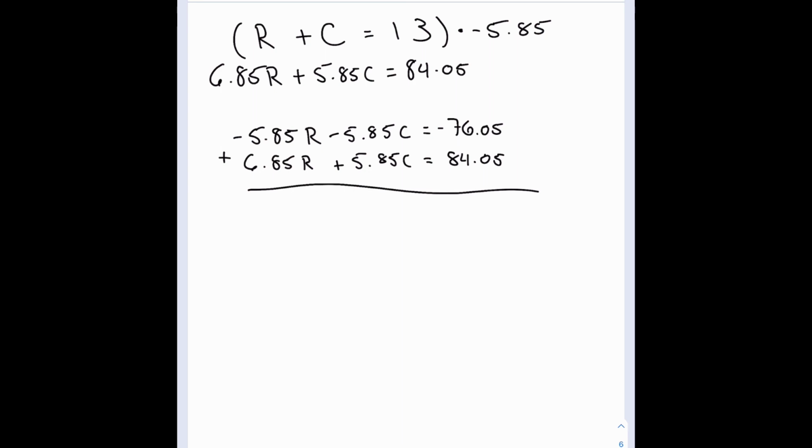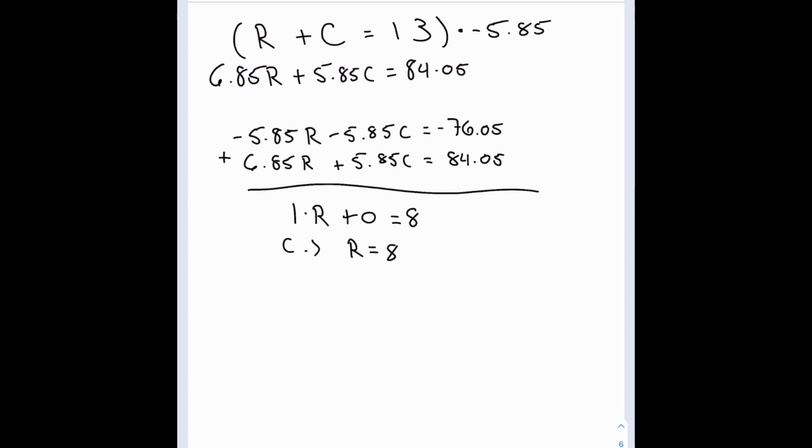Okay, so negative 5.85 plus 6.85, well, that just gives us 1, right? So 1 times R is what we're left with. And then we rigged this so that these will cancel out. So this will be plus a 0. And then there's negative 76.05 plus 84.05. That's the same as 84.05 minus 76.05. And that should be a difference of 8. So we're left with here, essentially, that R just equals 8. And that's the answer to part C.